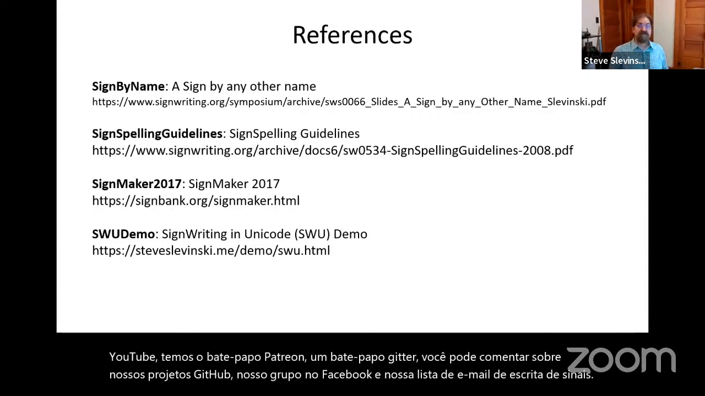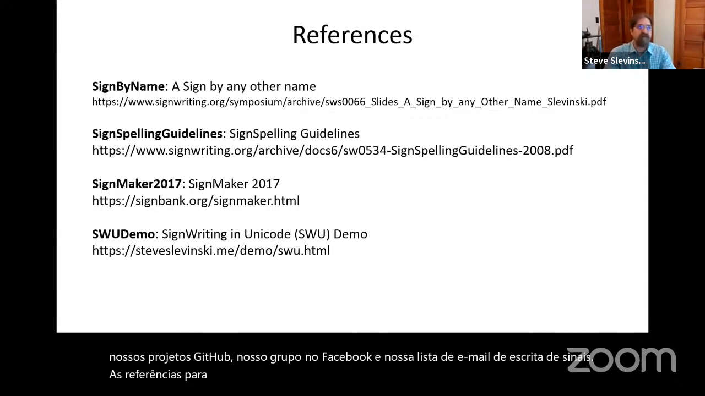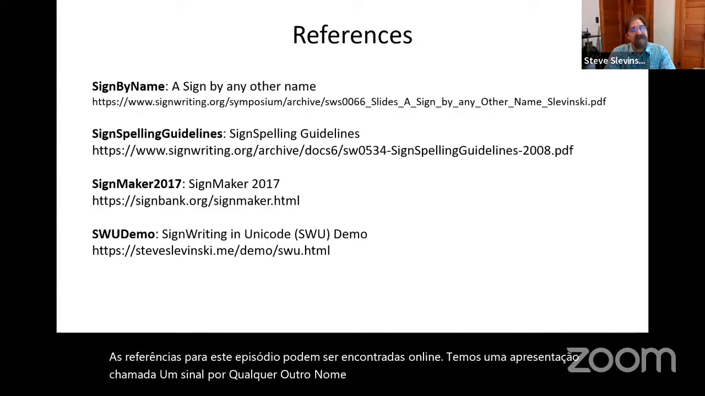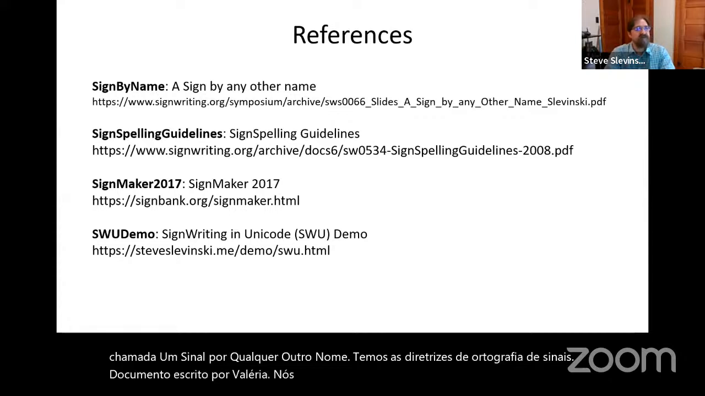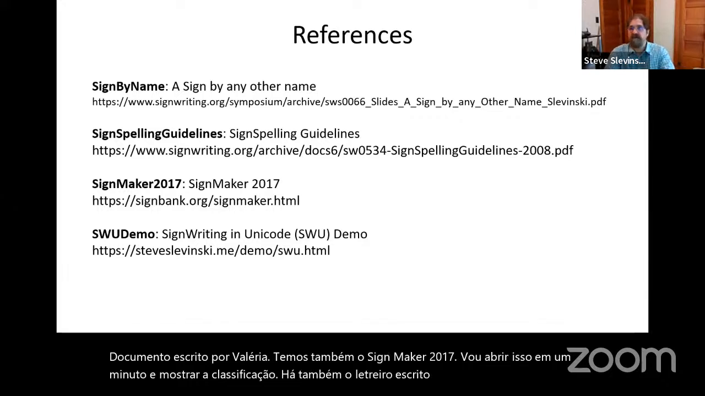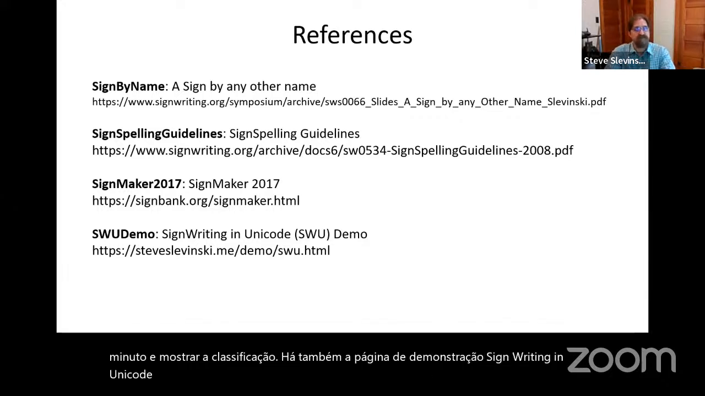The references for this episode can be found online. We have a presentation called A Sign by Any Other Name. We have the SignSpelling Guidelines document written by Valerie. We also have SignMaker 2017. I'm going to open up that in a minute and show you the sorting. There's also the SignWriting in Unicode demo page that helped come up with these examples and the characters.